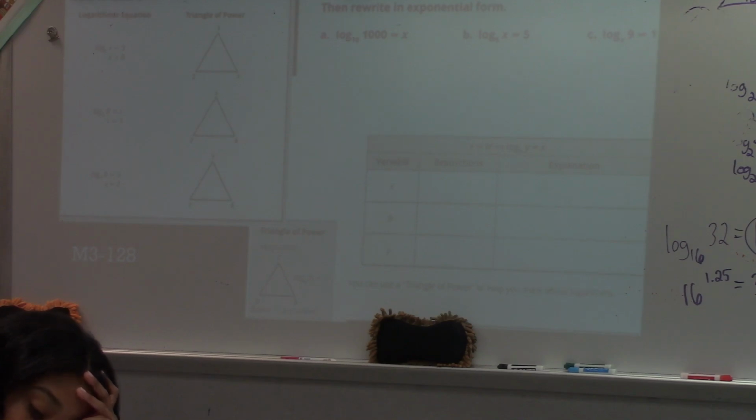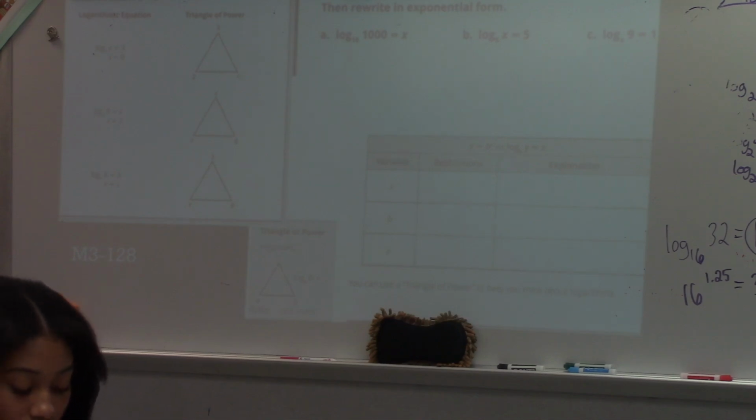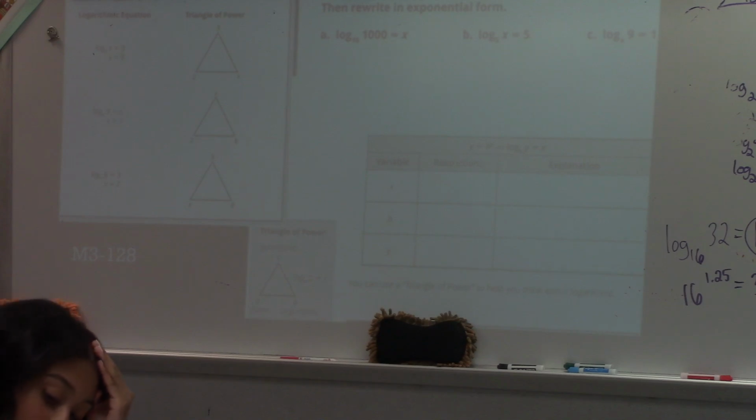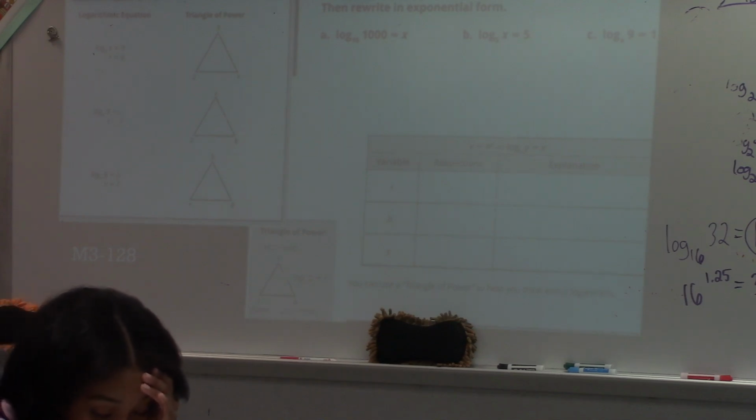Okay, so you rewrote it as an exponential. So what do you think the value of x is? Wait a minute, guys. Let me ask you this. What's 10 to the first? It's just 10. What's 10 to the second? It's 100. What's 10 to the third? So what is x? What is x?